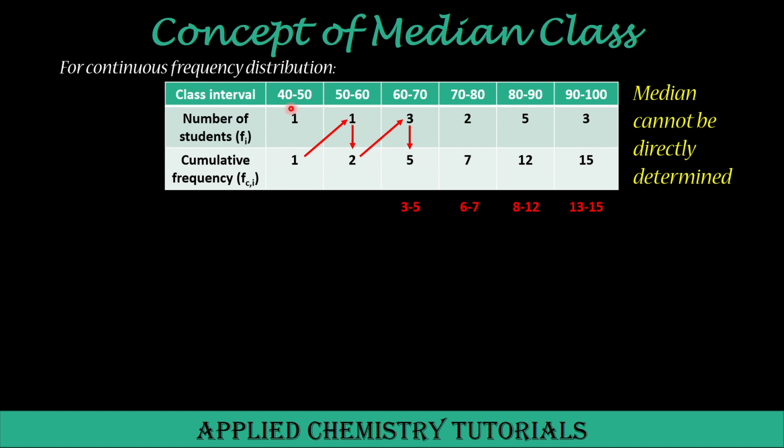Here we can clearly say the first term falls in the 40 to 50 class interval, the second term in the 50 to 60 class interval, the third, fourth and fifth terms in the 60 to 70 class interval, and so on.